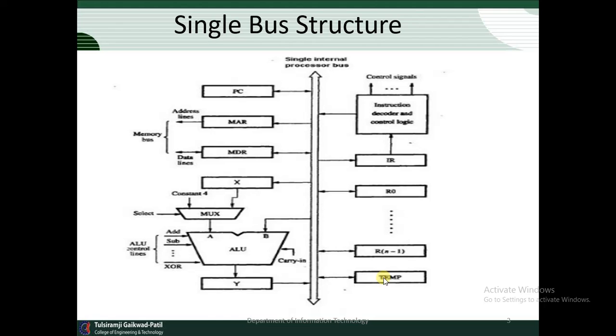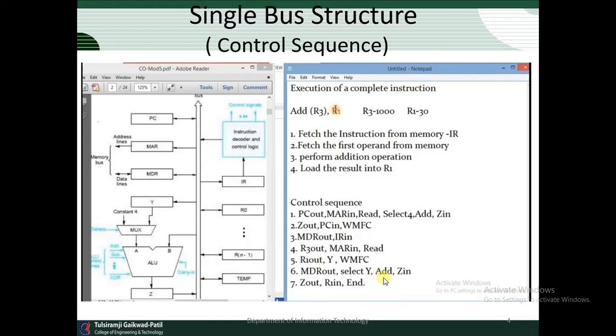Now using the single bus line structure, how are we going to execute any instruction? Here we observe the complete instruction: add R3, R1, that is, R3 gets R1 plus R3. That instruction is executed using 4 phases: fetch the instruction from the memory, fetch the first operand from the memory, perform the addition, and load the result into R1. We have already discussed how that instruction is going to be executed.